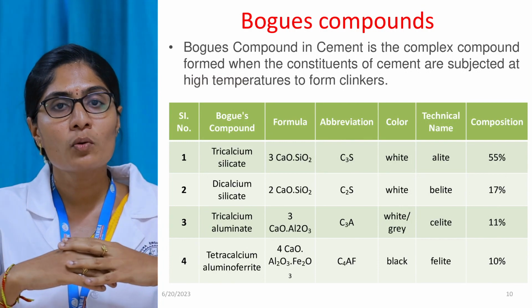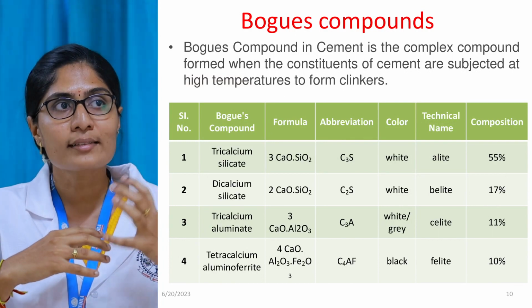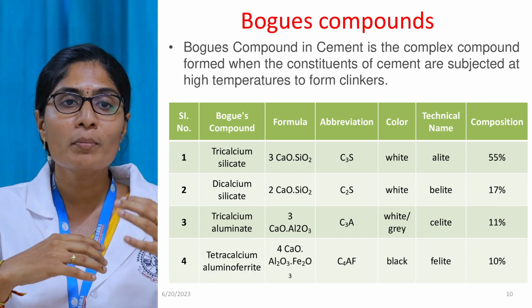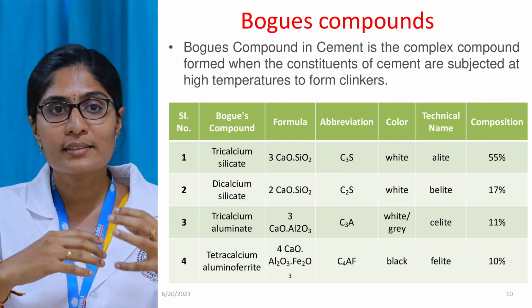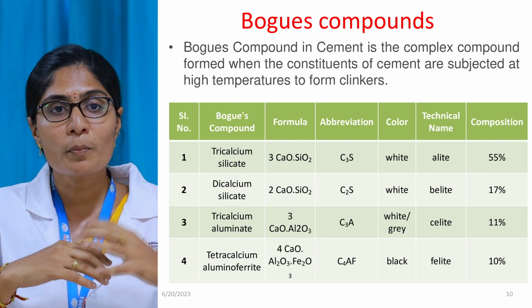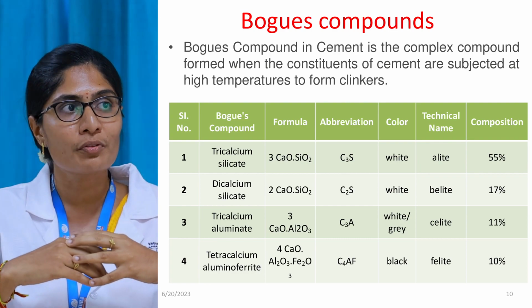Next is the Bogue compound. The Bogue compound is a complex compound. It is formed at the clinkering stage at higher temperatures. These compounds are present in cement. These compounds are responsible for the strength and durability of the cement.